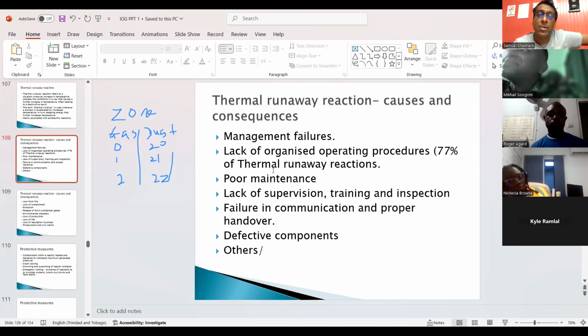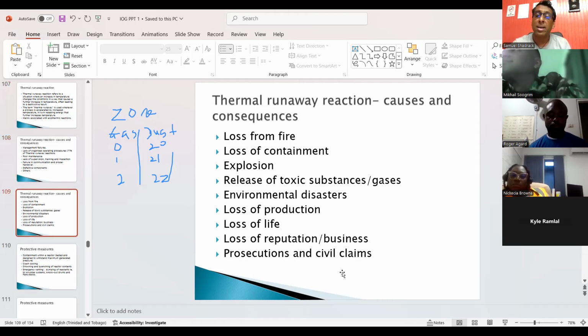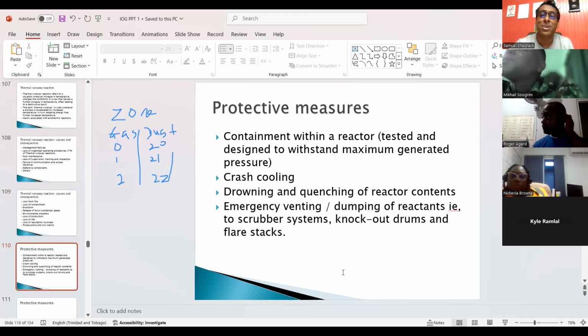Some of the causes of a runaway reaction: management failure, lack of organized operating procedures, and 77% of thermal runaway reactions occur like that. Poor maintenance, lack of supervision, failure to communicate properly, defective components. You have others like human error. The consequences of a thermal runaway reaction are never good: loss from fire, loss of containment, explosion, the whole list of bad things. Lost production, loss of life, lost reputation, prosecutions, enforcement, civil claims, lost clients, the list goes on and on.